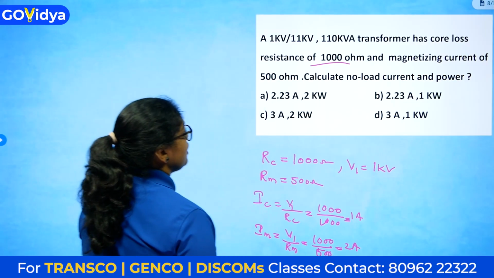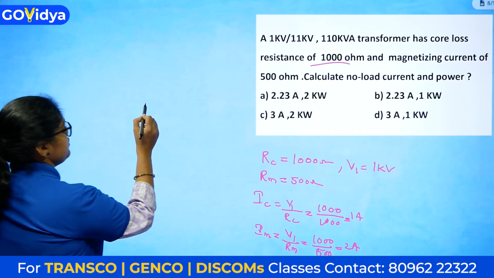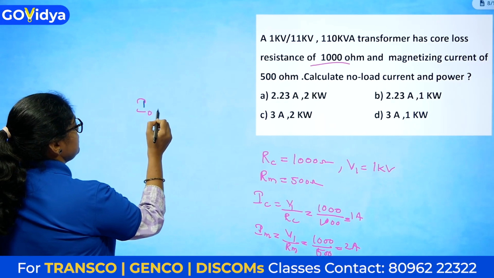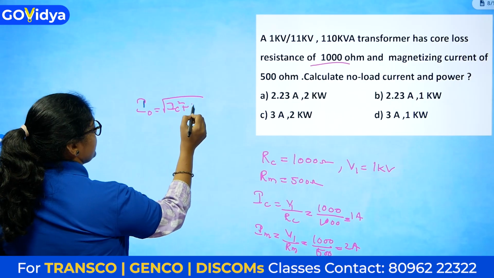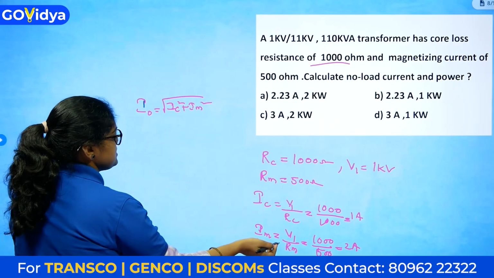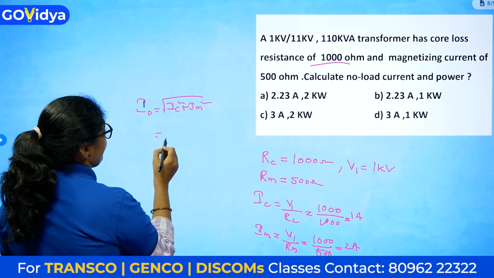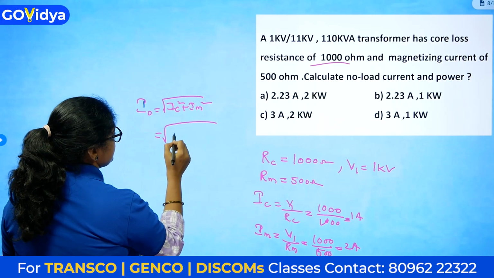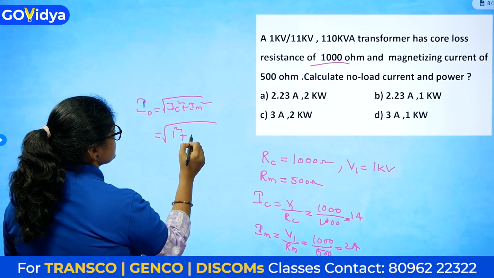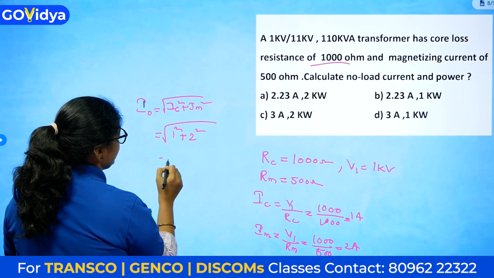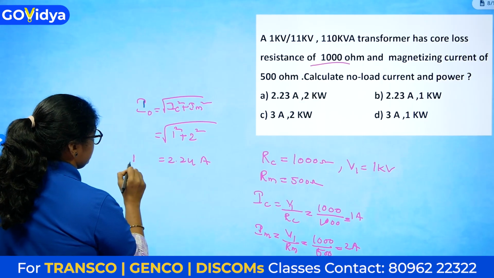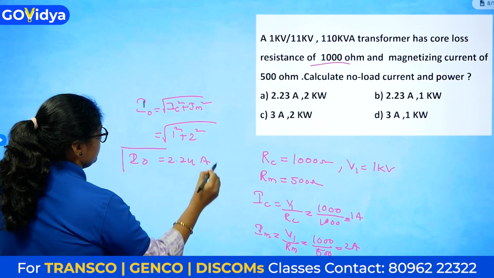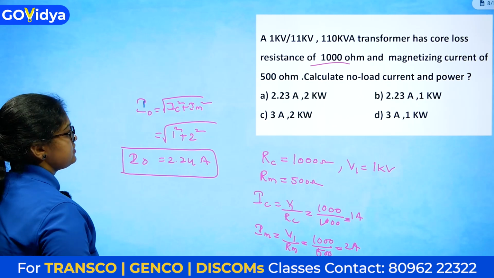We have to calculate now the I naught. We know the formula: I naught is equal to root of IC square plus IM square, or we can say I1 square plus I2 square also. So IC square is 1 square and IM square is 2 square. So we will get around 2.24 amperes, the no load current. So I naught is equal to 2.24 amperes.